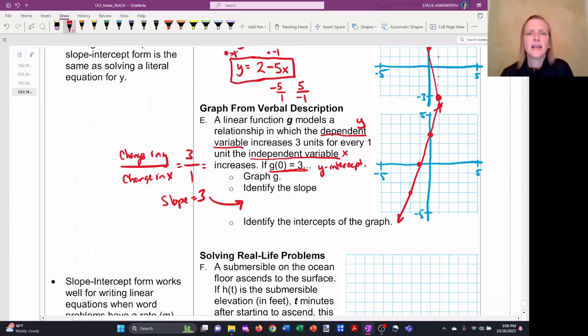I'm also asked to identify the intercepts of the graph. Well, we already identified the y-intercept. The y-intercept was at 0, 3. However, we can also now figure out the x-intercept, and I can see from how I drew my line that the x-intercept is right here at -1, 0.